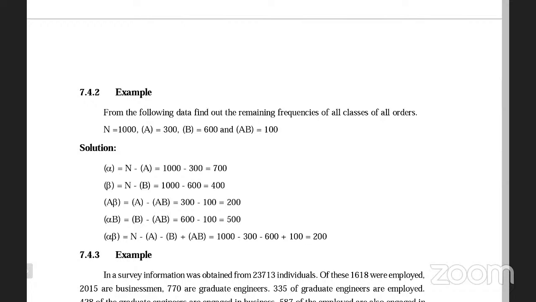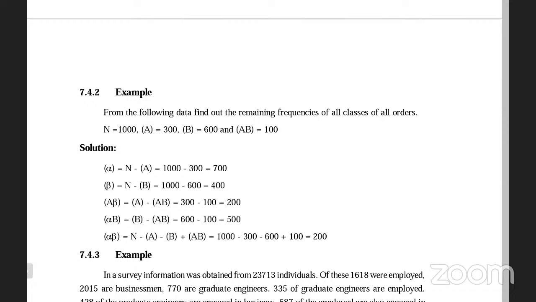Now it comes to here, capital N equal to 1000. If I take capital A equal to 300 and B equal to 600, AB equal to 100. Alpha is equal to capital N minus A, so that 1000 minus 300, it is equal to 700. Beta is equal to capital N minus B, so that 1000 minus 600, it is 400.